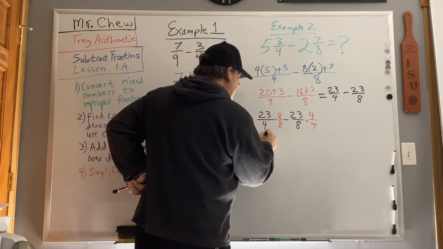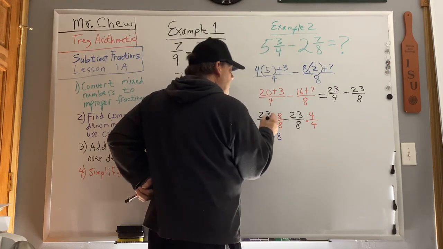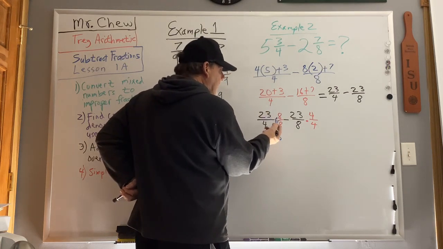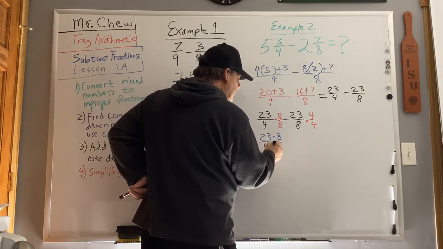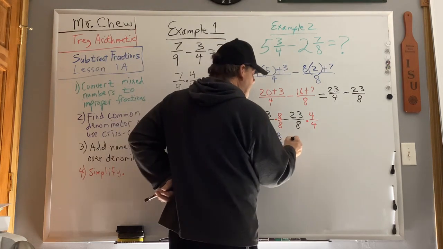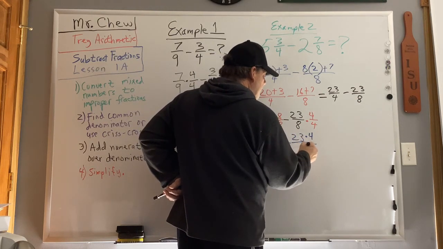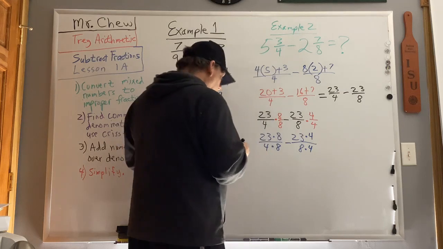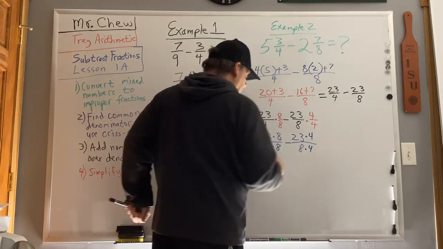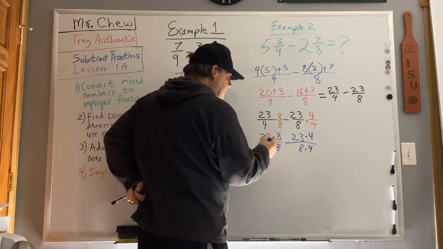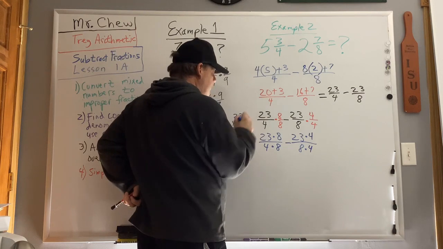So this is 23 times 8. Remember, when you're multiplying two fractions, you multiply the numerators, put it in the numerator, multiply the denominators, put it in the denominator. And our whole goal is to get that same denominator. So 23 times 8, we'll do it here since this is an arithmetic class.